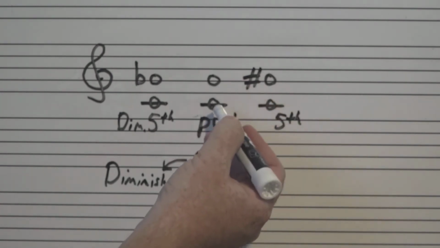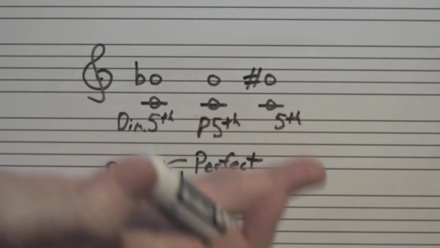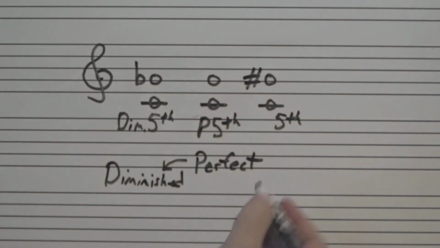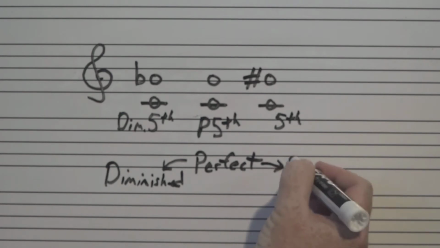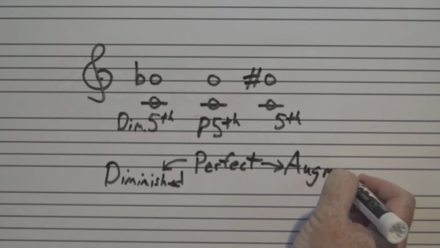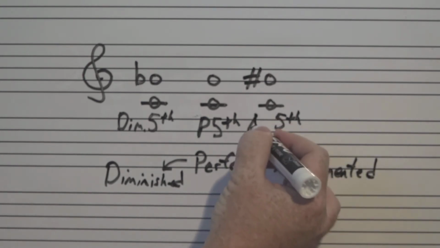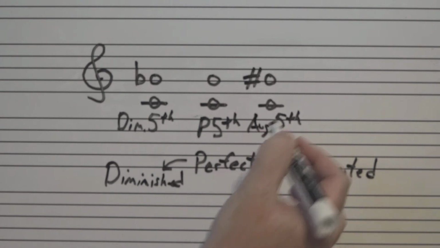If from the perfect interval C to G, the distance between the notes expands, it becomes augmented. And that is an augmented fifth.